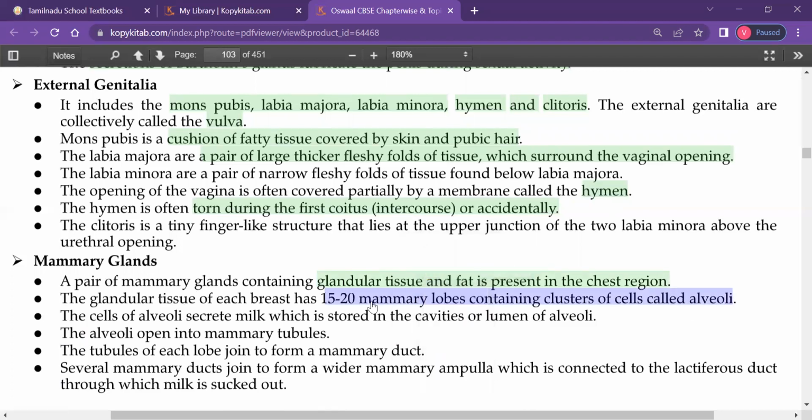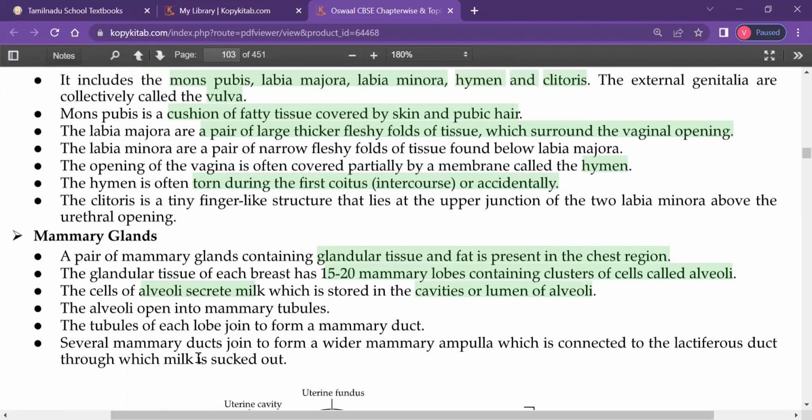Alveoli. Remember this? The cells of the alveoli secrete milk, which is stored in the cavities or lumen of the alveoli. The alveoli open into mammary tubules. The tubules of each lobe form a mammary duct. Several mammary ducts join to form a wide mammary ampulla, which is connected to the lactiferous duct, through which milk is sucked out.